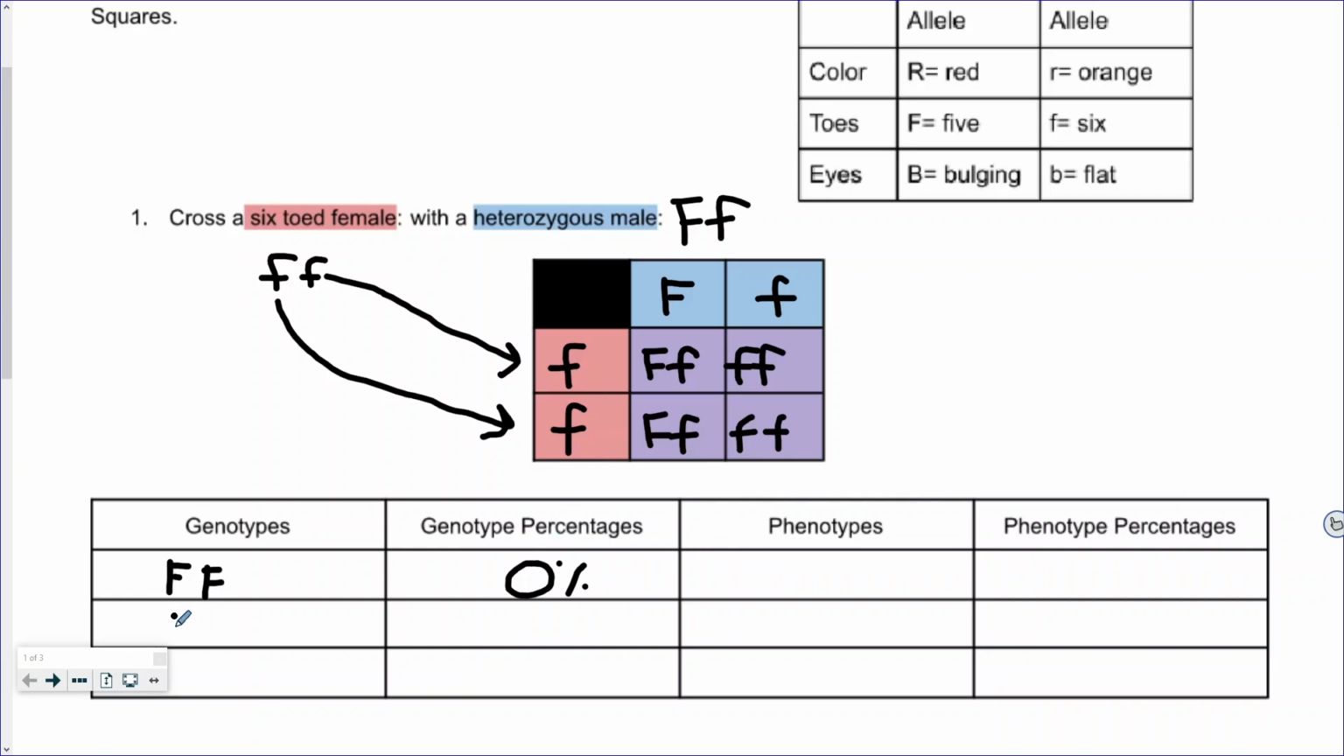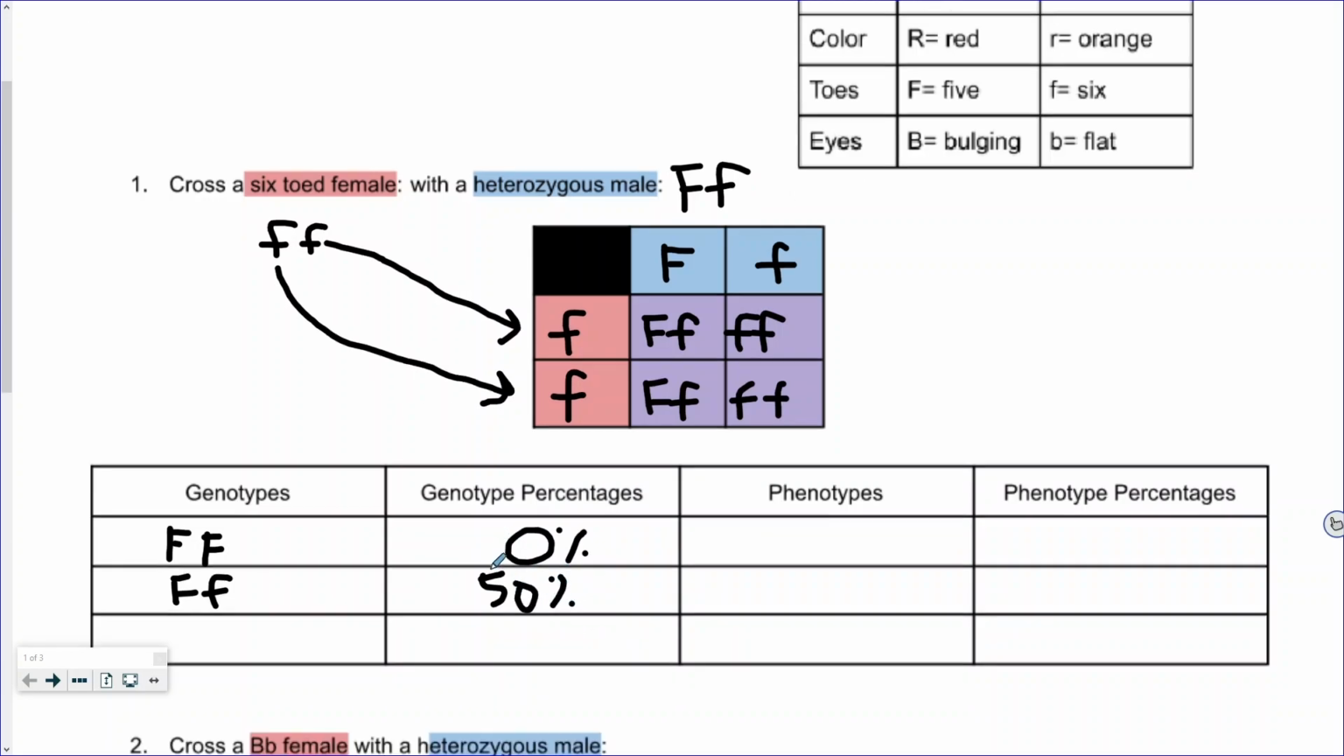The next would be capital F, lowercase f, and I see that there is a capital F, lowercase f here, and there's a capital F, lowercase f here. So that's 2 of 4, or 50%. So I write in my 50% right here. My last possible genotype then would be lowercase f, lowercase f, and again, I see that there are 2 of those. So lowercase f, lowercase f, 2 of 4, or 50%.